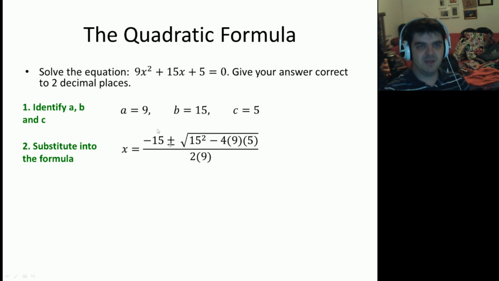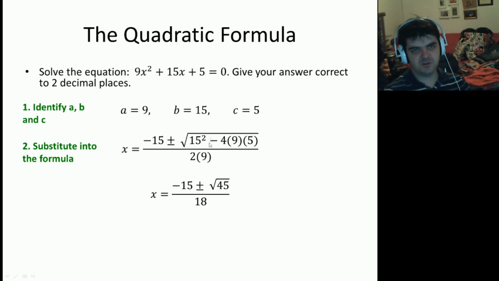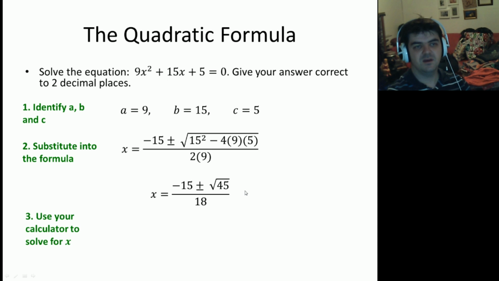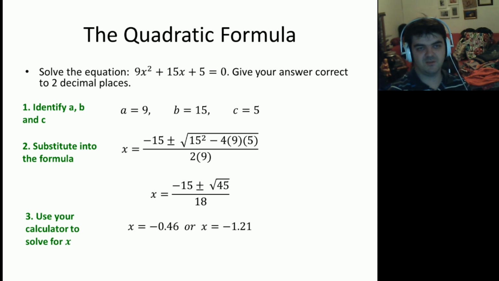So minus b is minus 15, plus or minus the square root of b squared, which is 15 squared, minus 4 times 9 times 5. Be careful when you're doing this bit, because it's the minus 4 multiplied by both these numbers. So I would do these two first. 9 fives are 45, and then do minus 4 to make sure you get your sign right. All divided by 2a, which is 2 times 9. The 15 squared is 225, take away 180, divided by 18. The 225 take away 180 gives me the square root of 45. And I pop those values into my calculator, and I'll get minus 0.46 and minus 1.21.